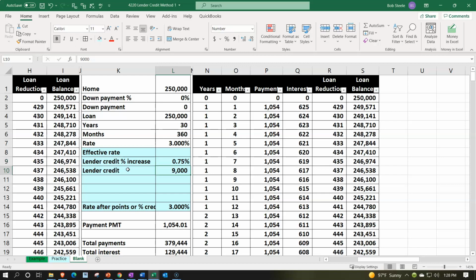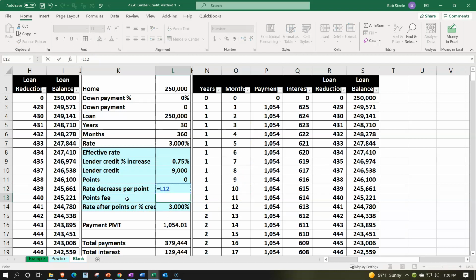Okay, so then we're going to say that notice we had points before, so I'm going to try to format this worksheet so that if you had points, you can do either one if you want to use this worksheet to work these problems out. And then the rate decrease per point. Now, we're not dealing with points here, but I'm just going to put this information in to try to build our worksheet, 0.0025. And I'm going to go to the number group percent, add a couple decimals, and then we got the points fee.